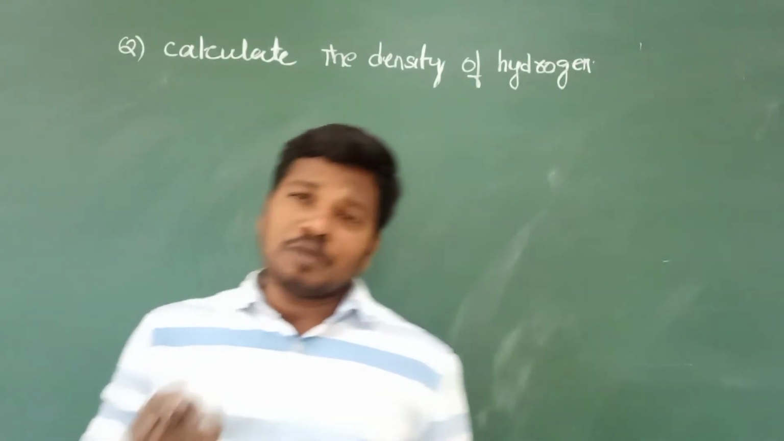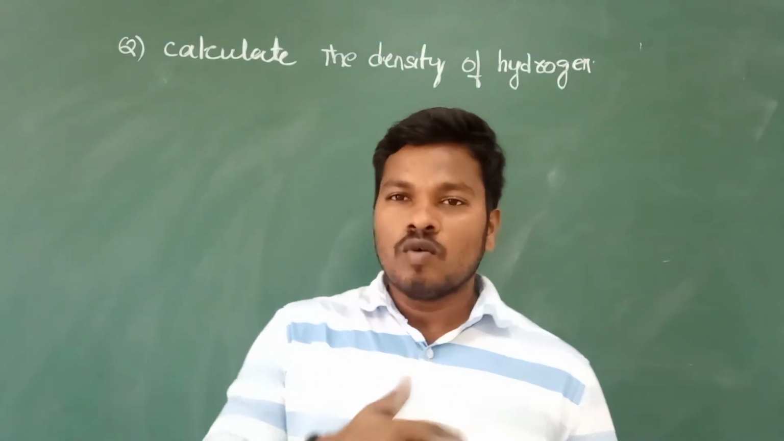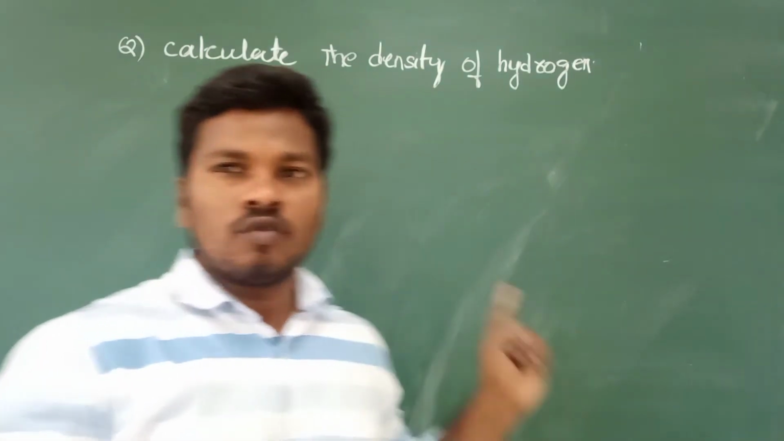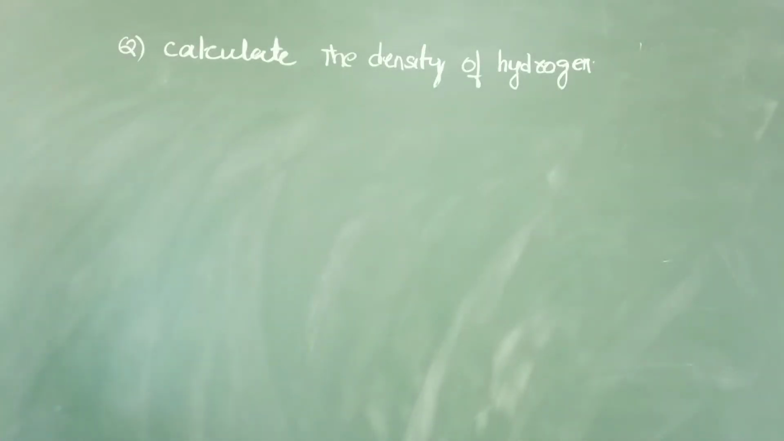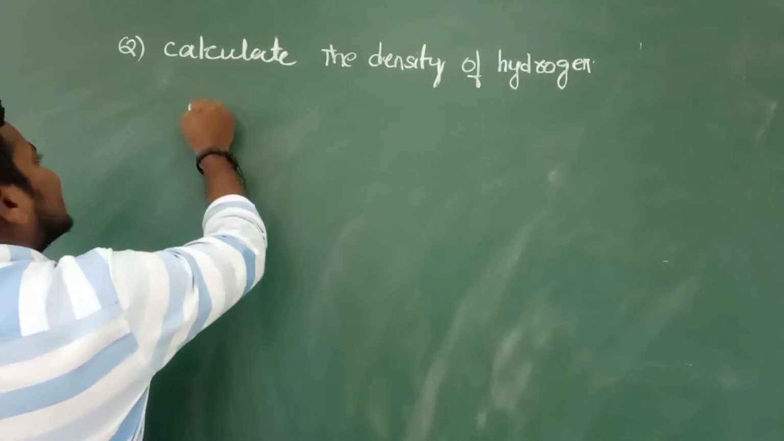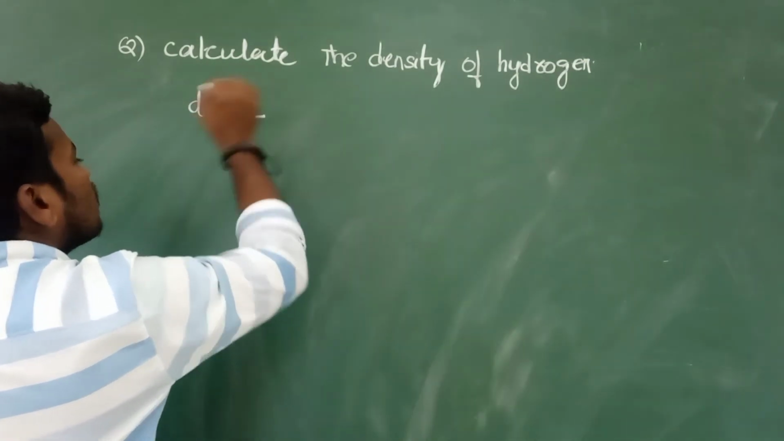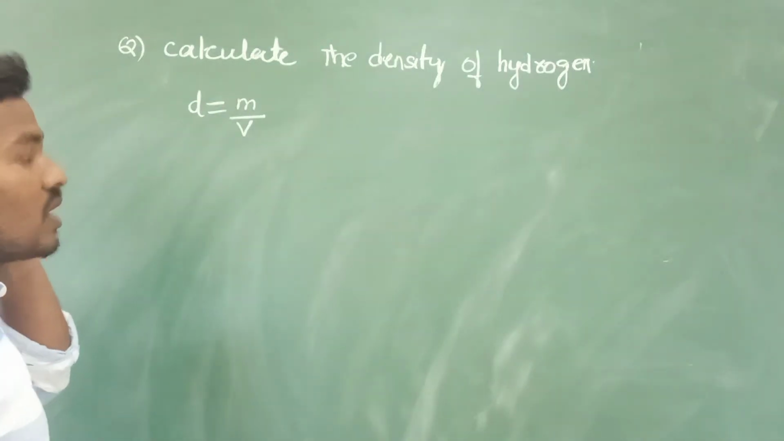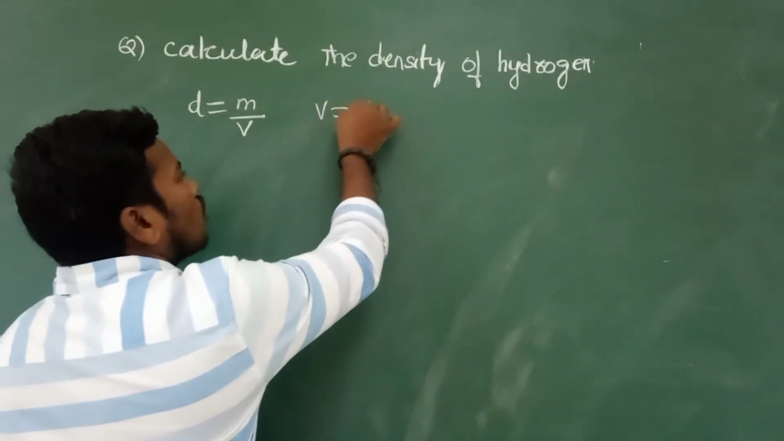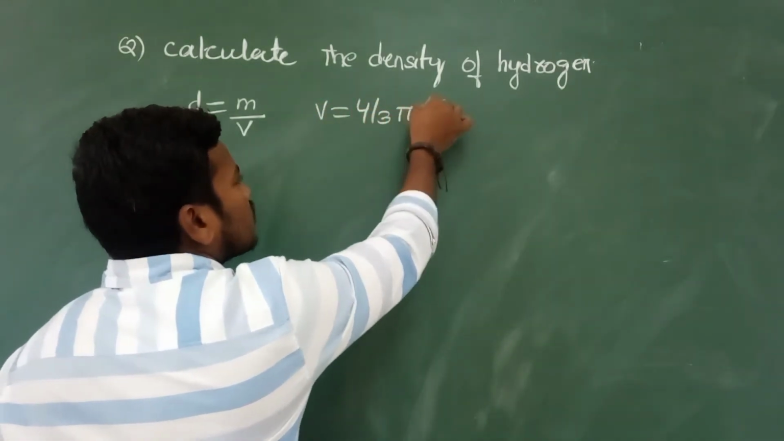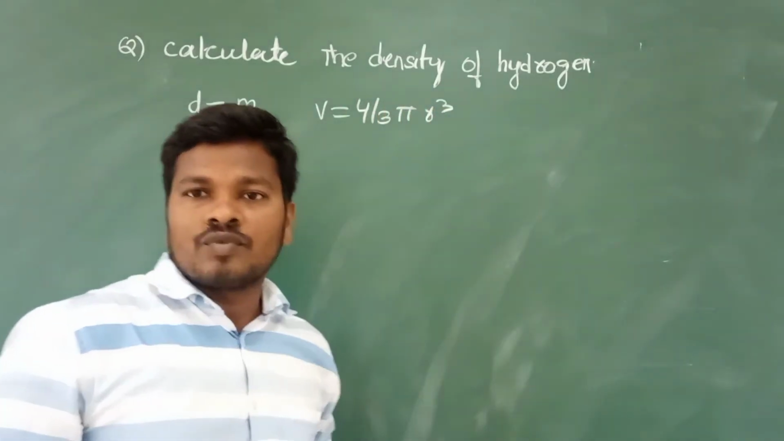So the Rutherford atomic model also has some drawbacks. Before going to the drawbacks, we will see two important numericals. The first one is to calculate the density of hydrogen. We know that density is equal to mass by volume. The mass of hydrogen, nothing but the proton, we know. What about the volume? Volume is equal to 4 by 3 pi r cube. That means we want the value of r.